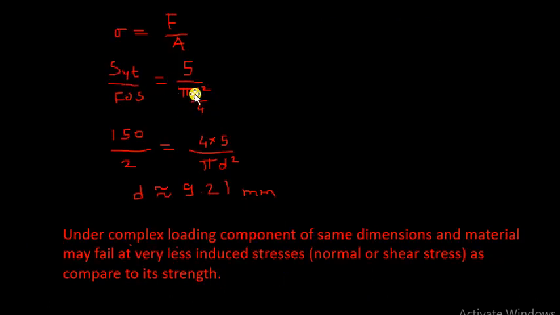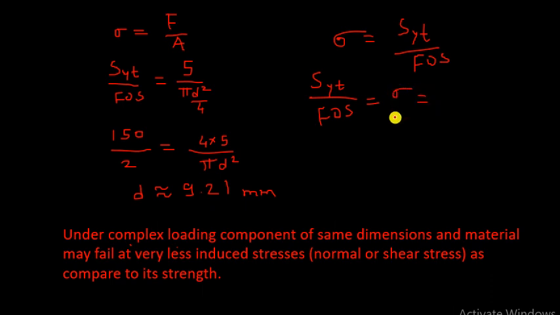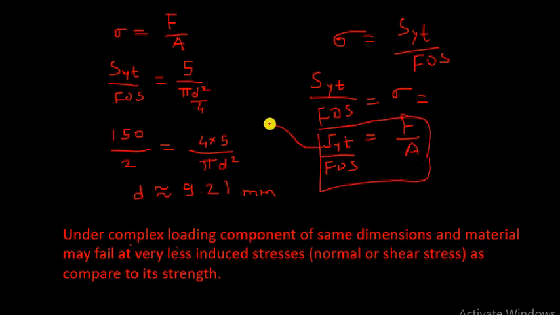Once we put these values, we know that sigma is equal to SYT by FOS, and stress is nothing but F by A. As we have written our relation in terms of FOS, if I write SYT by FOS on the left side, it is again the same as F by A. Is this similar to this one, right?